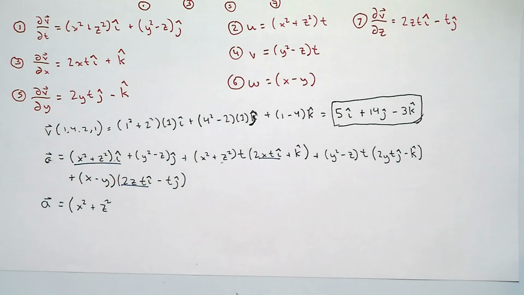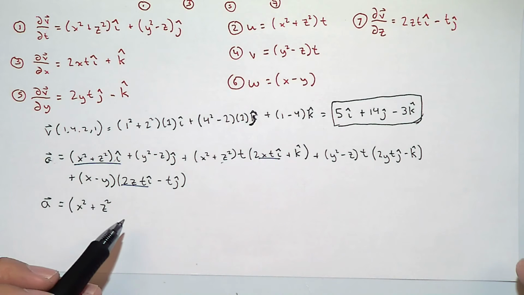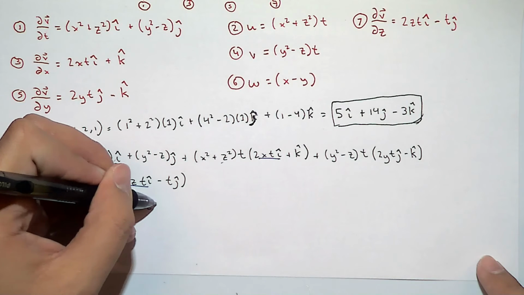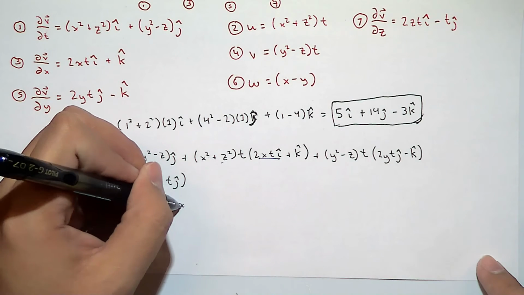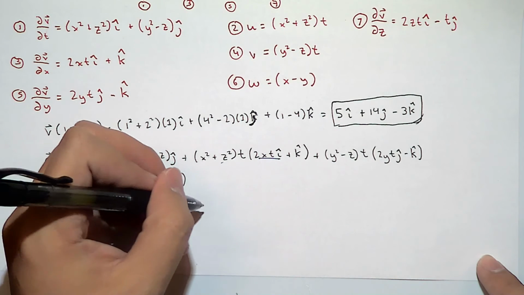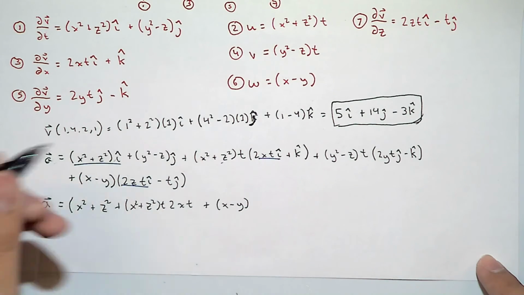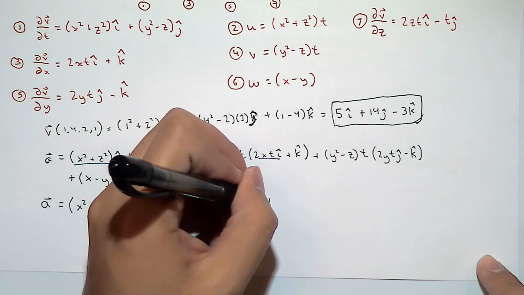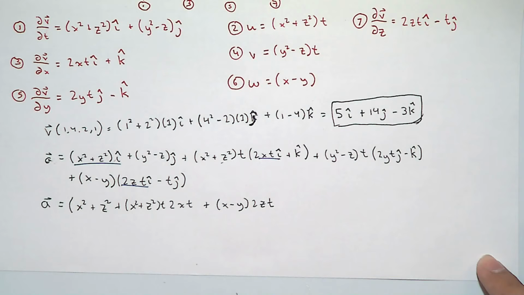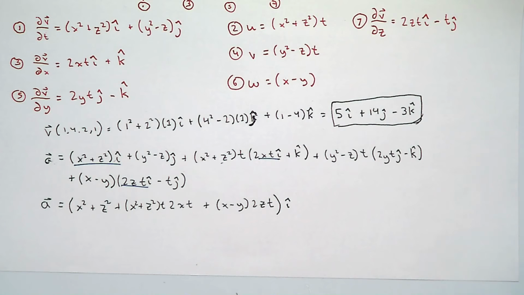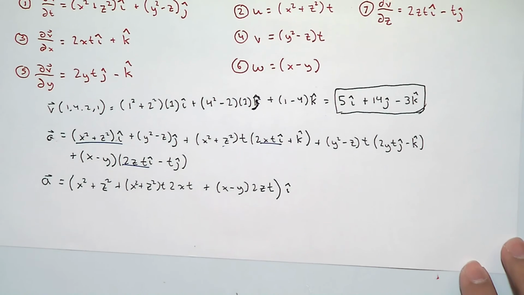Is that correct? Okay. So we have x squared plus z squared, plus (x squared plus z squared) times t times 2 times x times t. Right? This is this entire term. Plus (x minus y) times 2 times z times t. It's a big term. And all of this multiplied by my i unit vector. That's just one component of the acceleration, right? Let's find the remaining components.